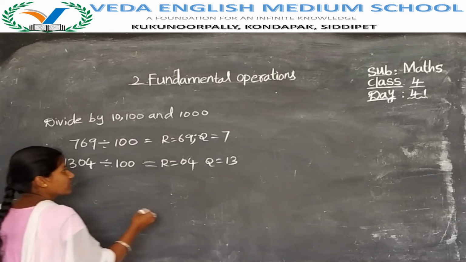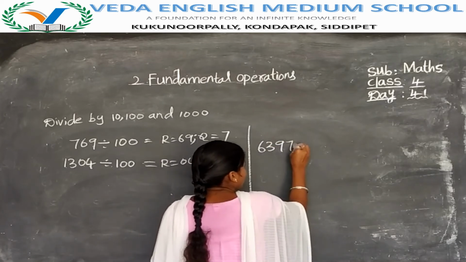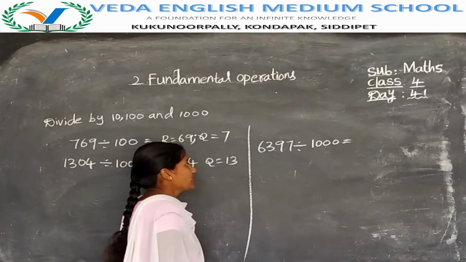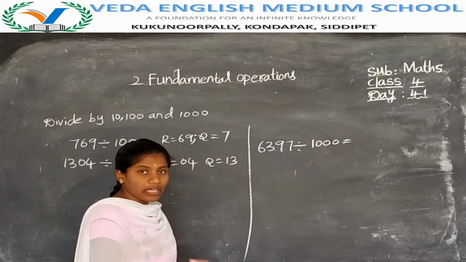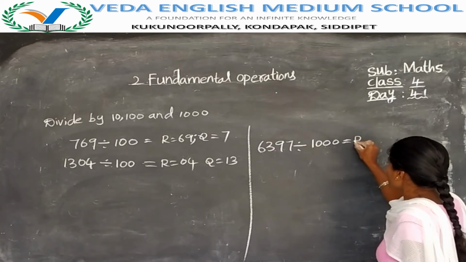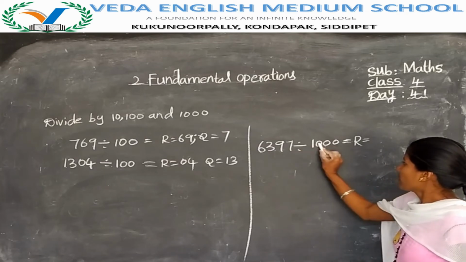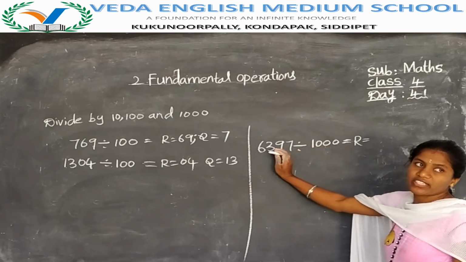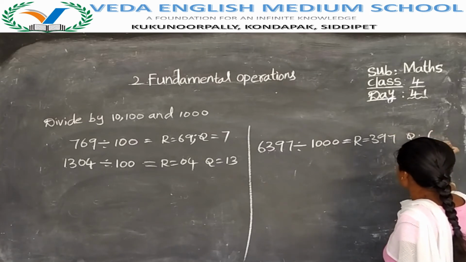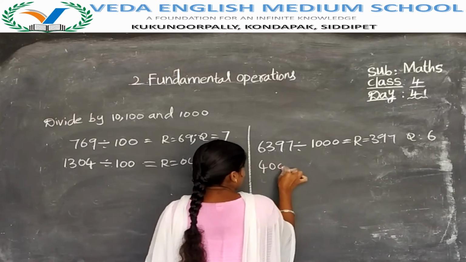Now how to divide with 1000? For example, if you have taken 6397 divided by 1000. Now how many zeros are there in 1000? In 1000 we have 3 zeros. So the last 3 digits are the remainder. From the right side, the first 3 digits, 397, is the remainder. The quotient is 6. One more, if you have taken 4001.